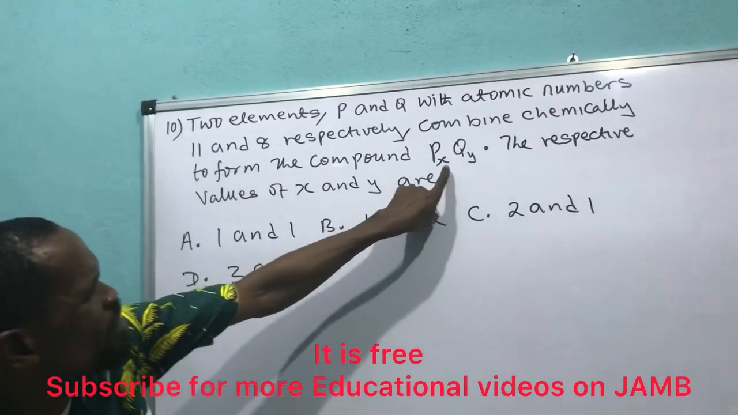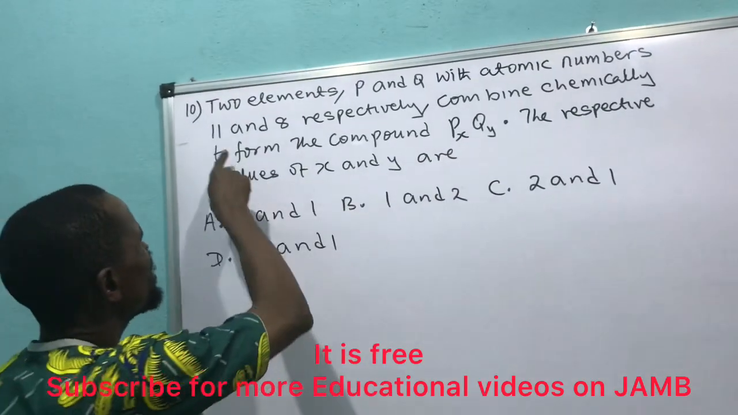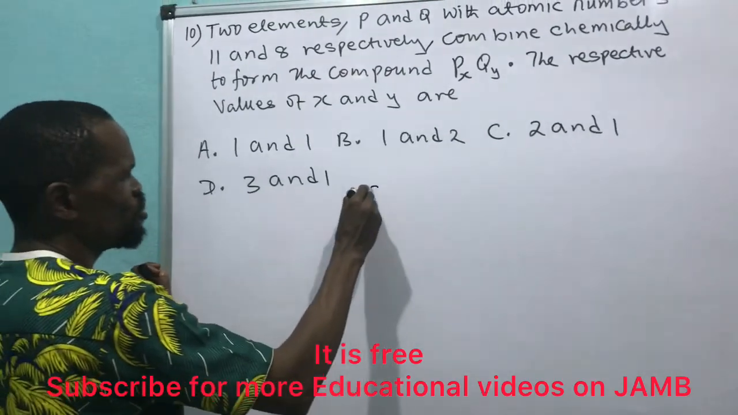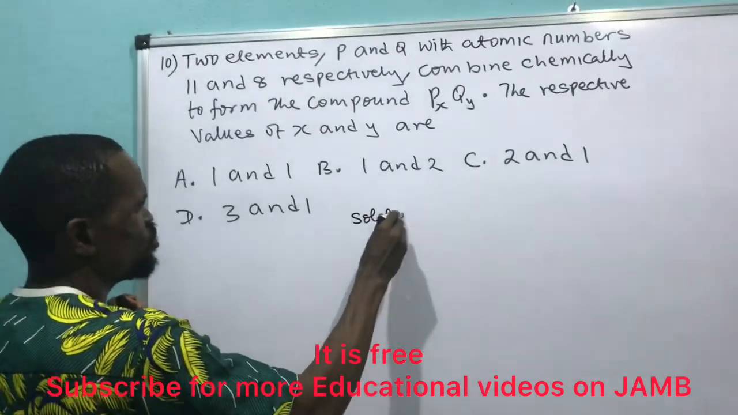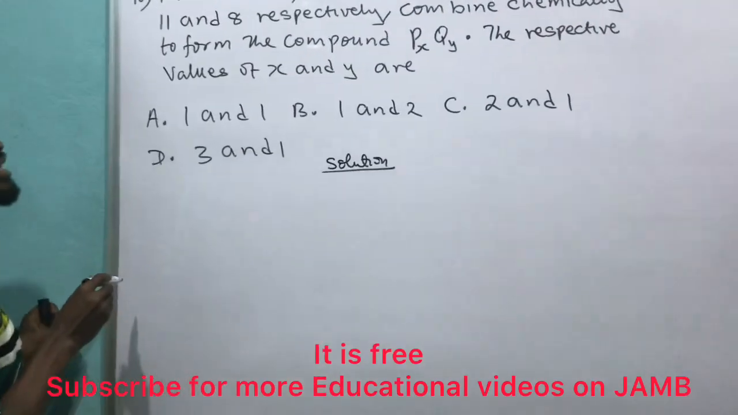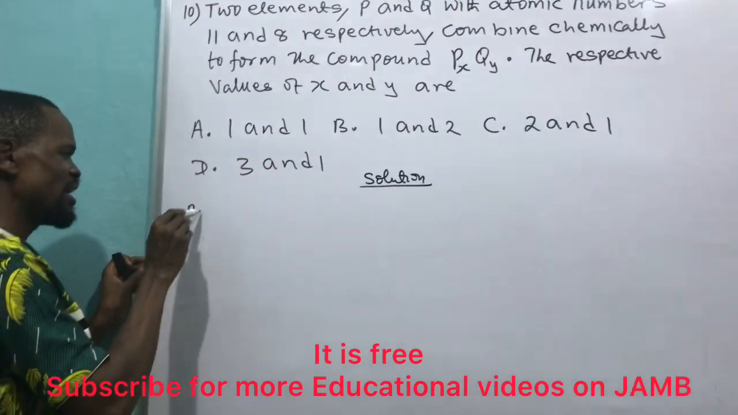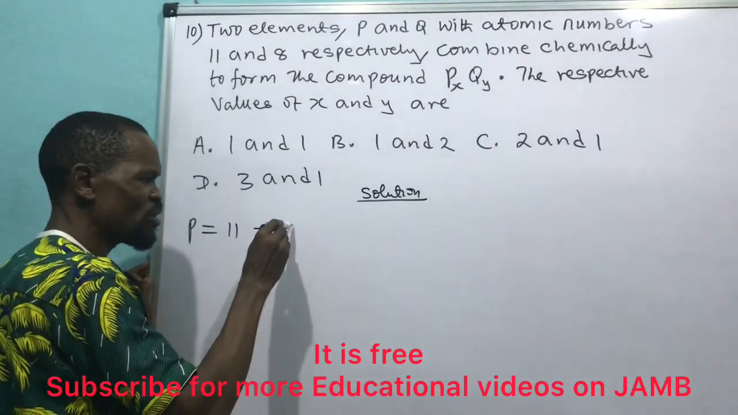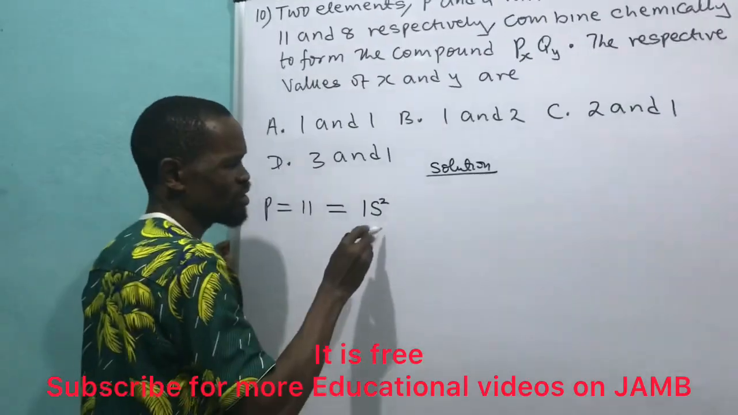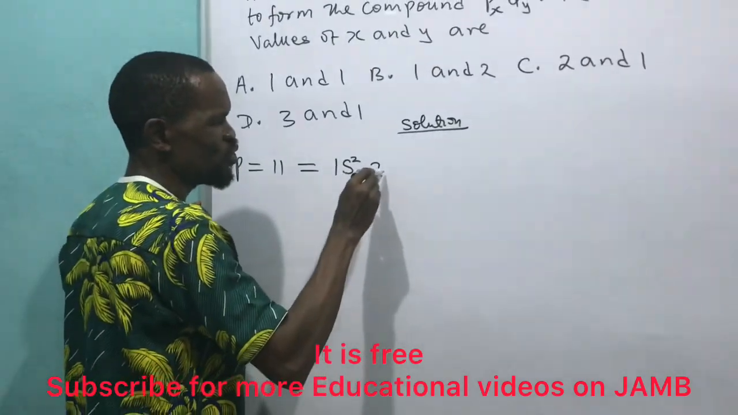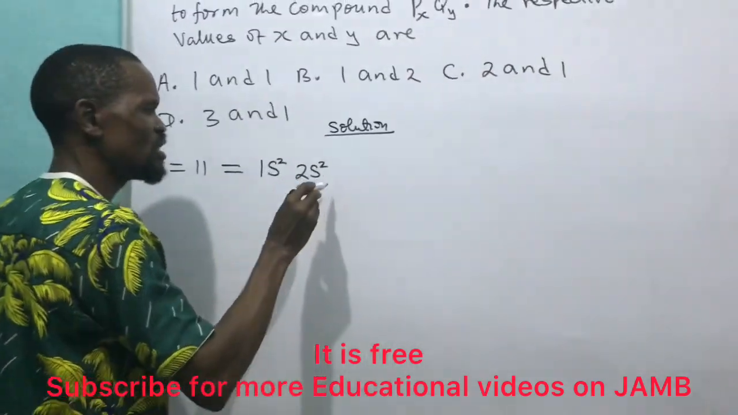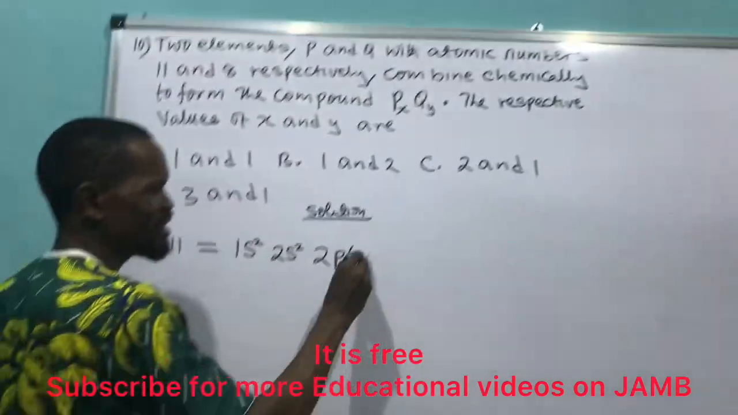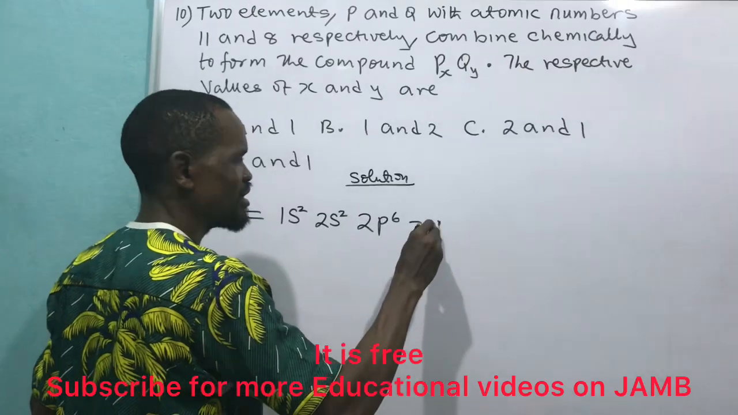What we are looking for is X and Y, and they give me the atomic number of each of them. Can we go to the solution? Solution without wasting time, because in JAMB there's no delay. P is equal to 11, that's what they said. And the electronic configuration of P becomes 1s2, 2s2, 2p6, and 3s1. Do you get what I'm saying now?